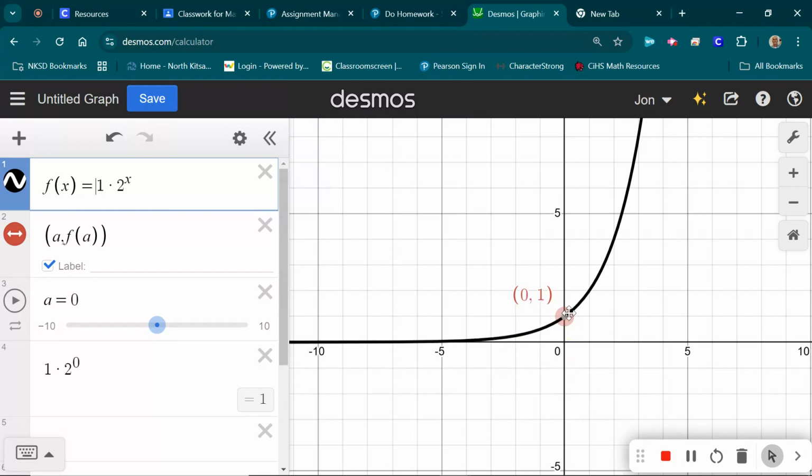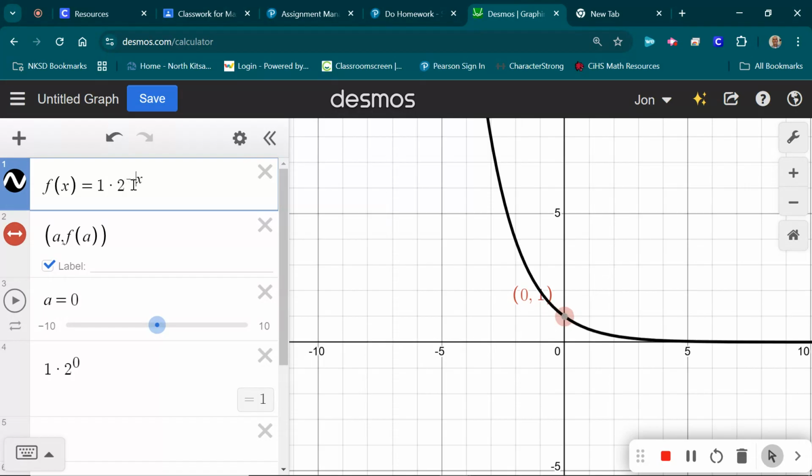Let's see what it would look like if I reflected over the y-axis. So remember, when you put the negative up with the x, it's going to reflect it over the y-axis. Hey, now this is a decreasing function also. See how this one goes decreasing here? But notice this one flattens out as we go out further and further. This is our horizontal asymptote right here. The x-axis is our horizontal asymptote.